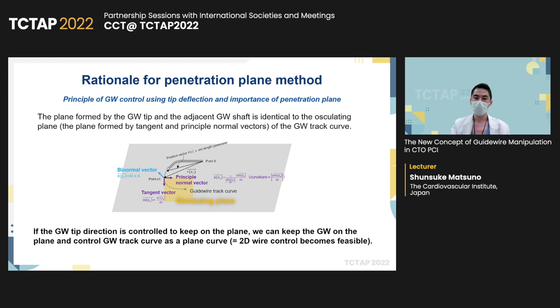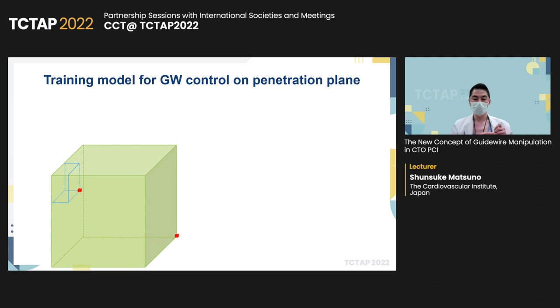For the training of the penetration plane method, we have an in vitro training model. In this cube model that simulates a CTO segment, a start point and goal are set.